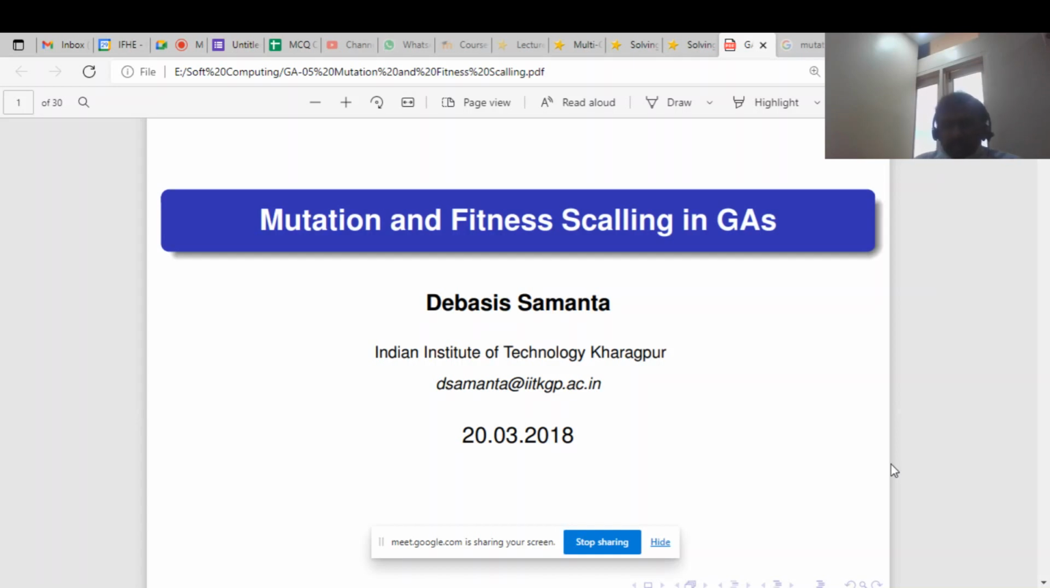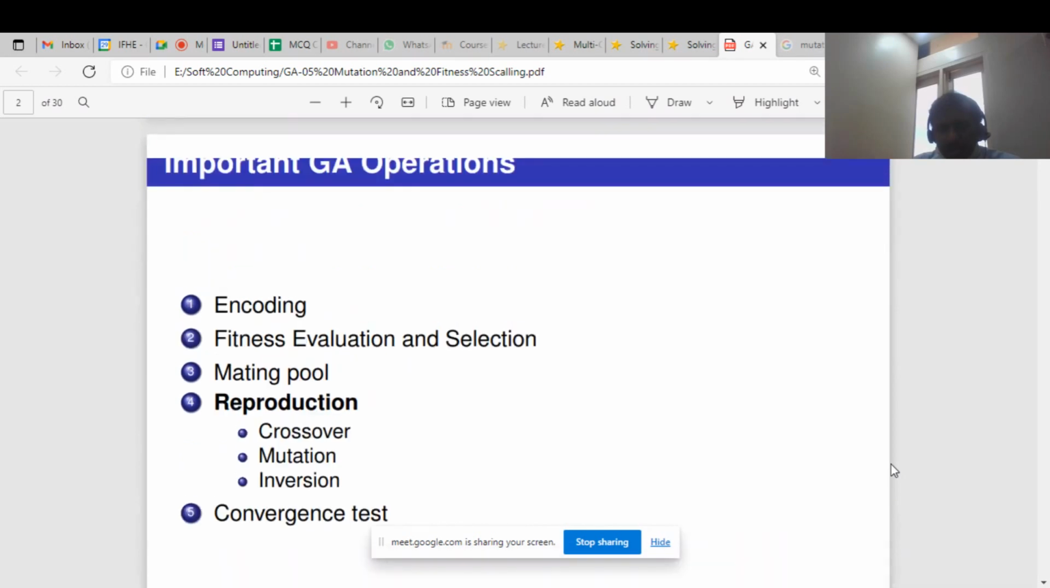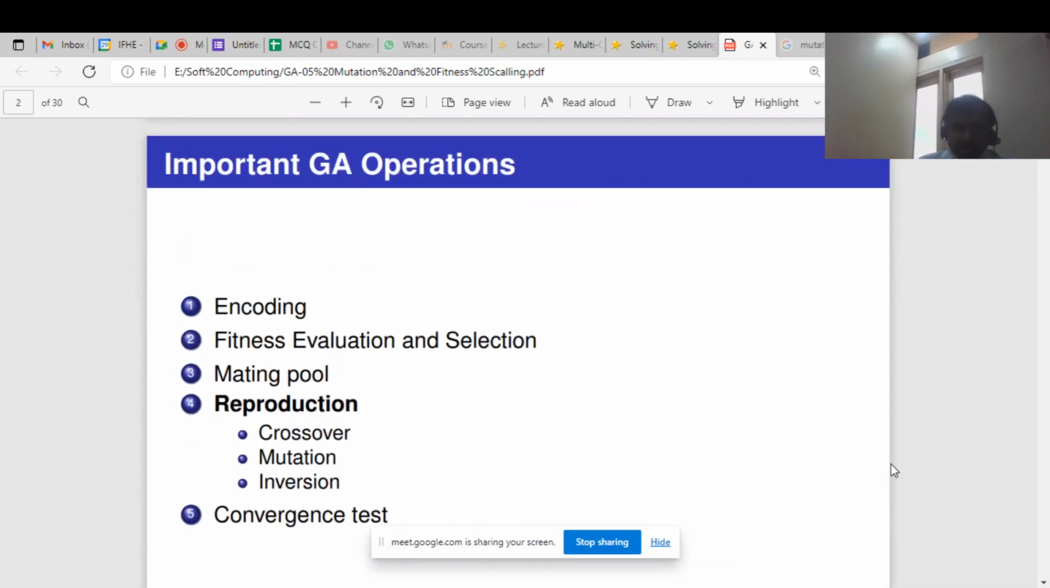So now we'll be discussing the remaining reproduction techniques. These are mutation and inversion. So this is what we'll be discussing in this lecture. All these are the various GA operations: encoding, fitness evaluation and selection, mating pool. These three things we have already discussed, and in the last two lectures we discussed crossover. So this is also done. So in today's lecture we'll be discussing mutation and inversion.